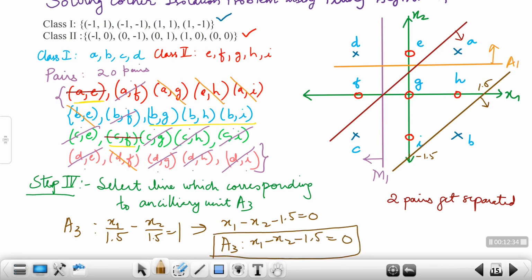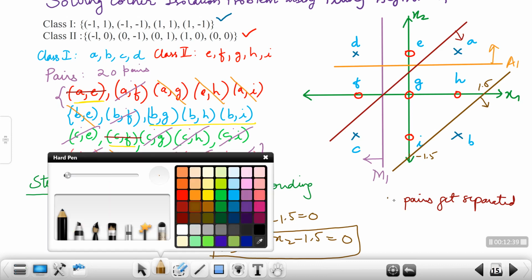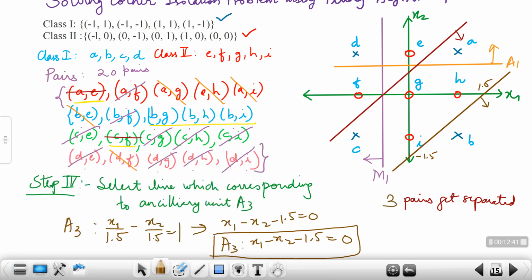Now this particular line will be separating 3 pairs, which were left. So I double strike these pairs so that I know that in this particular step I use double strike. So every time you can just indicate how you are striking it off. So at the end of step 4, we have come to the conclusion that all the 20 pairs are separated.